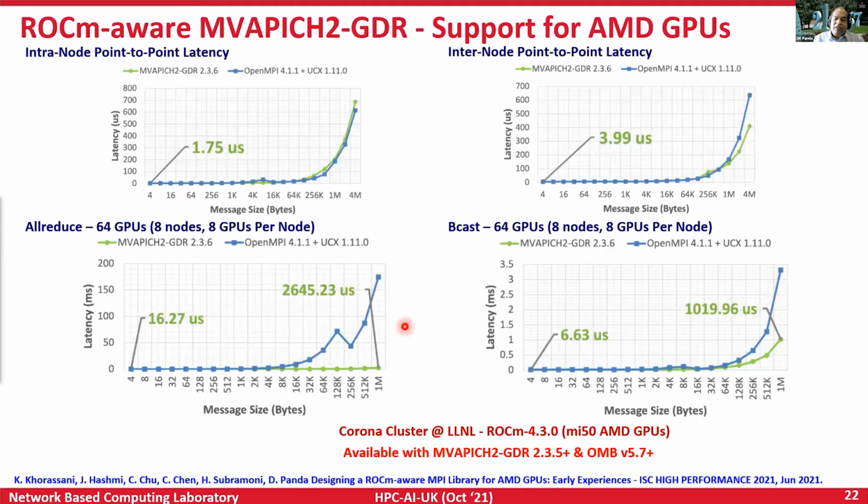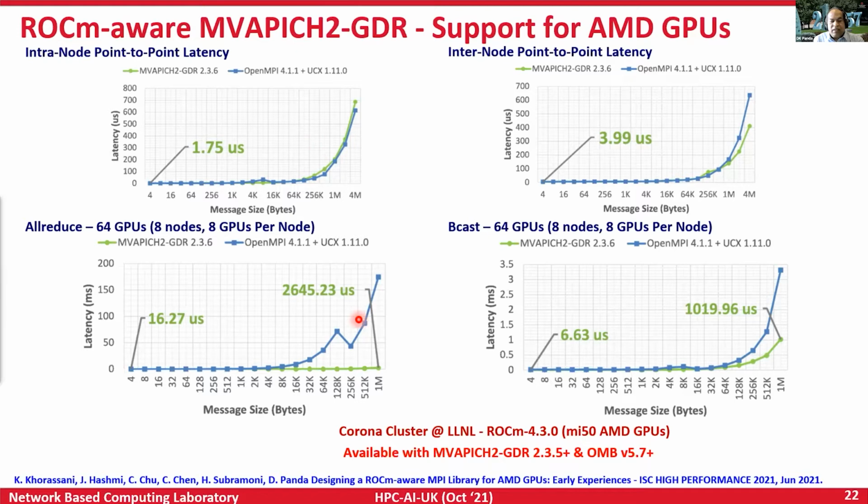Recently, even in our MVAPICH2-GDR, we have taken that to the AMD GPUs also. So now we actually support both NVIDIA GPUs and AMD GPUs using the MVAPICH2-GDR concept. So this is the ROCm-aware MVAPICH2-GDR. Here we are showing some performance numbers with MVAPICH2-GDR, that is the latest release, and then the latest OpenMPI 4.1.1 with UCX support.